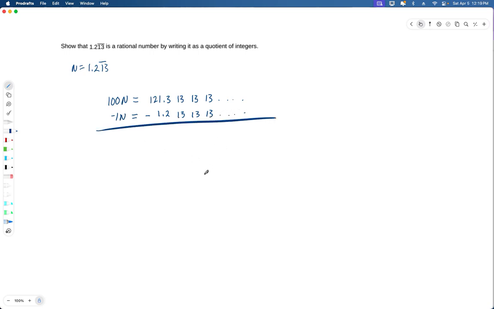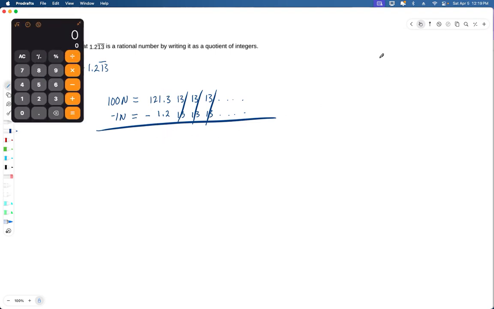So now that's a negative number, we are subtracting all of this excess baggage. We get rid of the repetend in that way. Now we can just subtract these values. So 121.3 minus 1.2. That's going to be 120.1, and 100 minus 1 is 99n. So n is equal to 120.1 divided by 99.